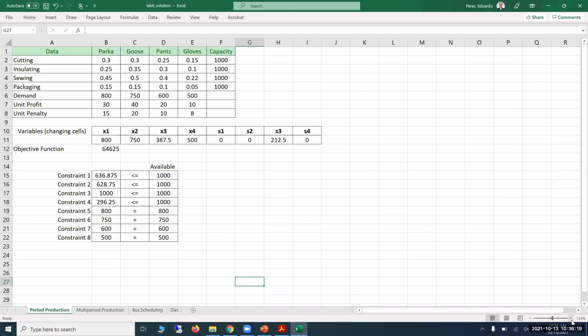Because it's not like 800 should equal 800. This side is always a formula. If you don't have a formula there, then something is wrong. But this side is always a formula, a formula that uses the decision variables. Same thing with the objective function. The objective function is always a formula that uses the decision variables.